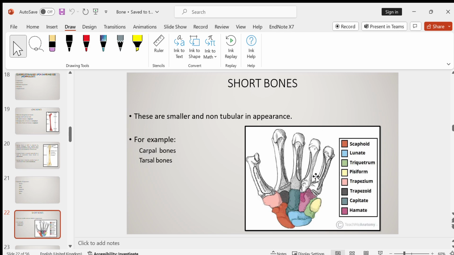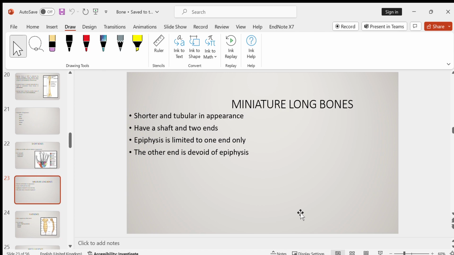Here is the bony framework of the hand. These colored bones are the carpal bones. They take part in the formation of the wrist joint. These are 8 in number and are arranged in 2 rows. Miniature long bones are the bones that mimic the long bones but don't have all the features of the long bones. So these are the metacarpals and the metatarsals.